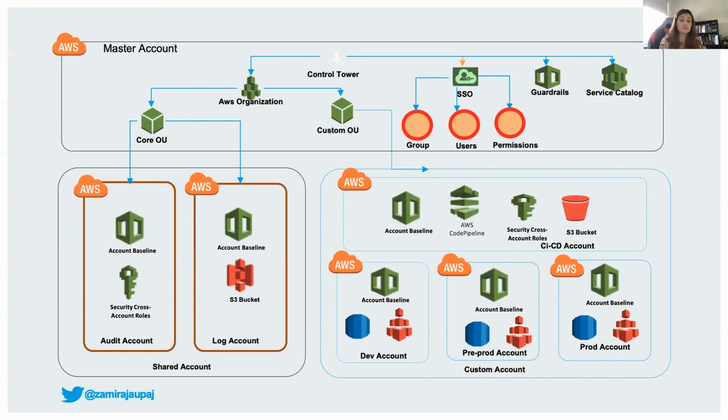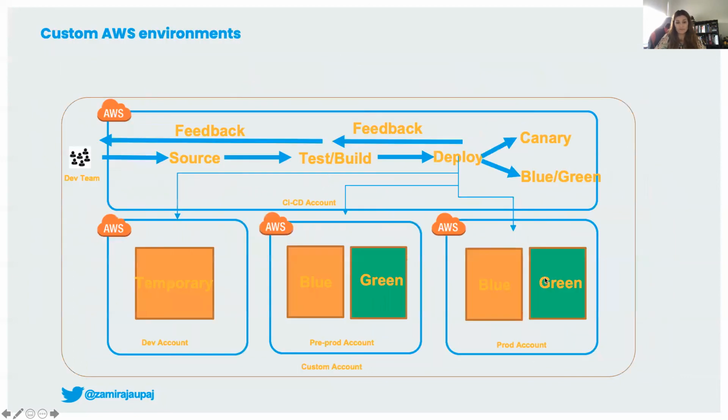Here is a solution that I designed for one of the biggest customers at Mobiquity. We added more AWS accounts as part of this landing zone by Control Tower. As you see here, the CI/CD account is just a tooling account to share continuous integration and continuous delivery. Dev, pre-prod, and production accounts are the environments where you host the application of our customer. Let's see the purpose of these accounts in detail.